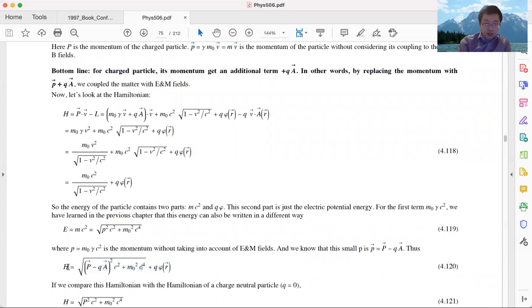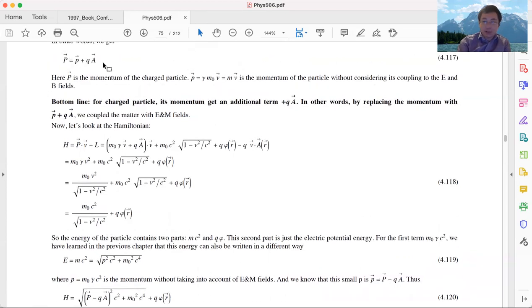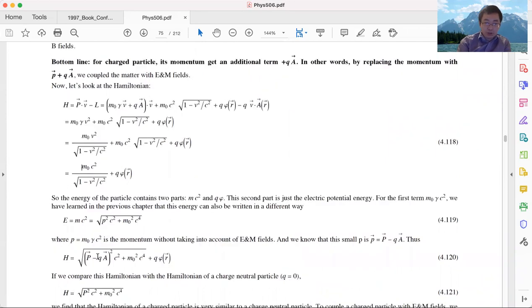Okay, so for a charged particle, the Hamiltonian contains 2 terms. The second term is charge times scalar potential, our old friend. The first term is this guy, which is the same as the energy of a neutral particle, and we can write it in this way, but we should use small p, not capital P. The small p is capital P minus QA, which means I can replace this small p by capital P minus QA. In other words, for a charged particle, the Hamiltonian or the energy should be written in this way.